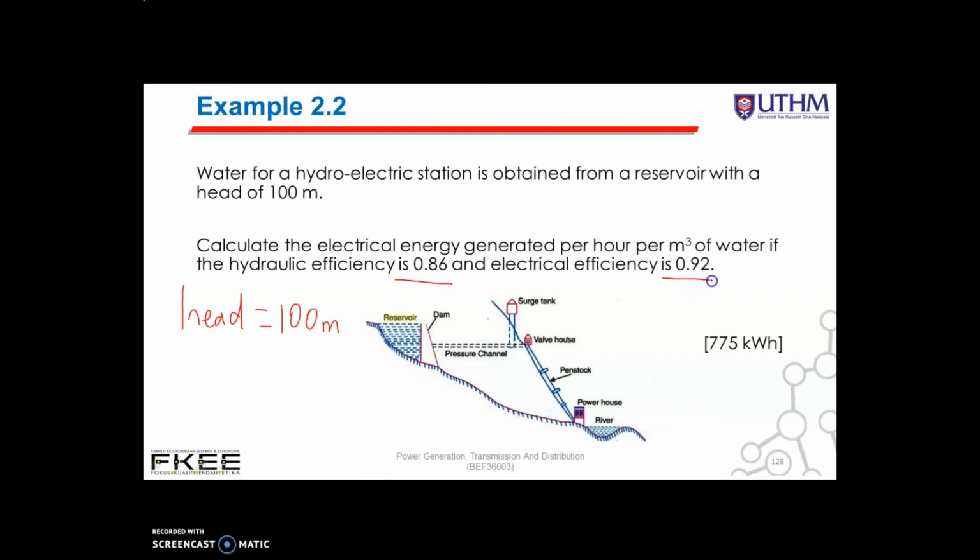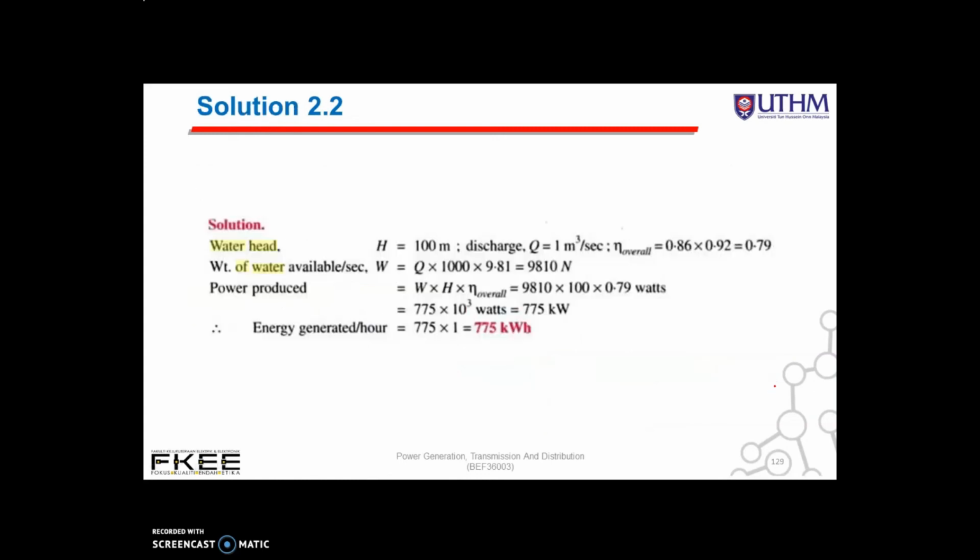So we have to consider the hydraulic efficiency and also the electrical efficiency. So we have to calculate the overall efficiency of this system. And then we have to calculate what is the electrical energy generated per hour per meter cube of water. So the answer is 775 kilowatt hour. So we look onto the solution.